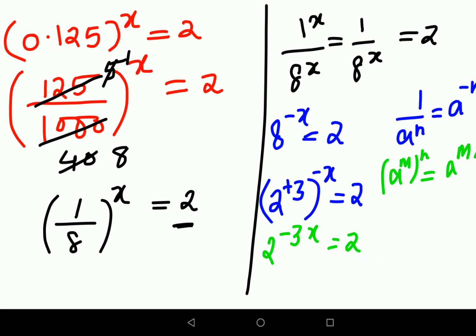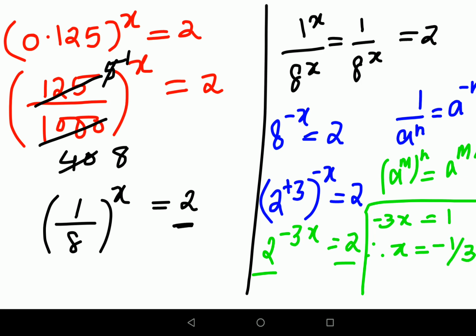Since the bases are the same, I can directly equate the indices. So I'll say minus 3x equals 1. Therefore the value of x is nothing but just minus 1 by 3.